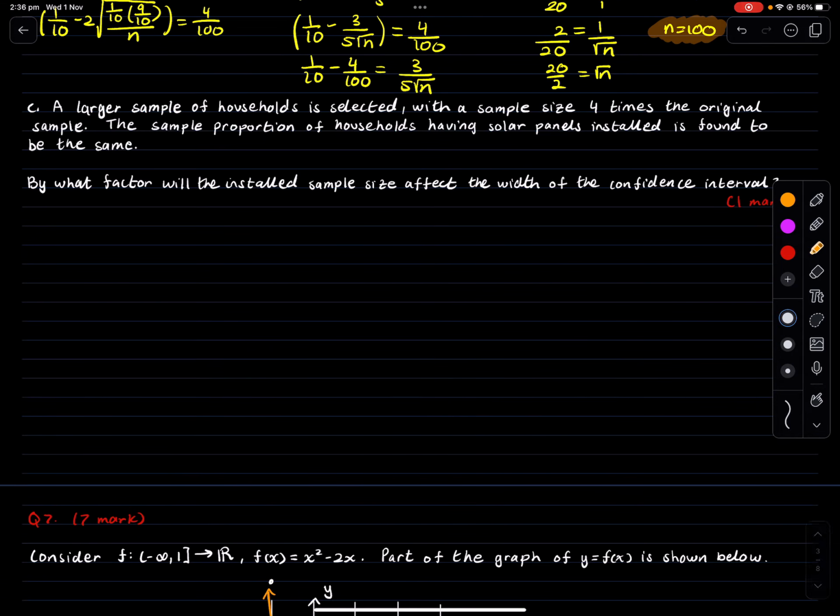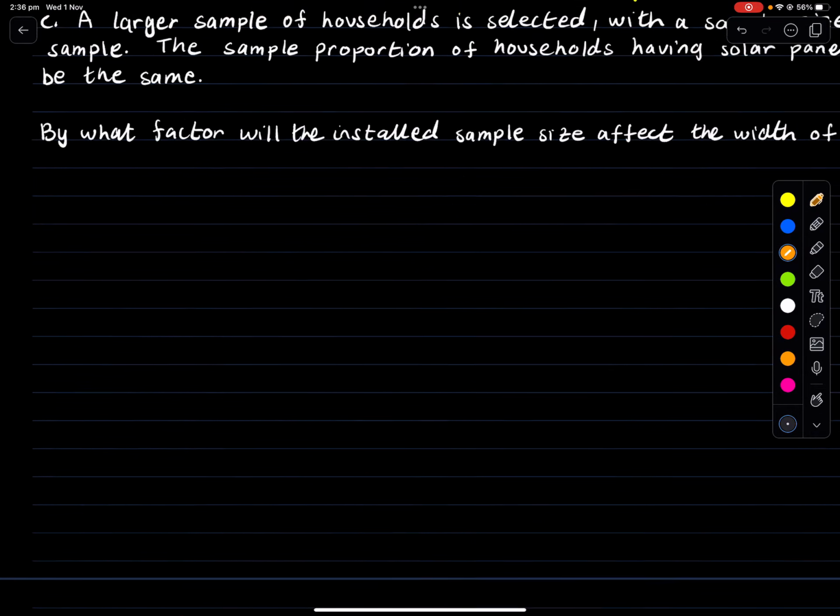Question C. A larger sample of households is selected with a sample size of 4 times the original sample. The sample proportion of the households having solar panels installed is found to be the same, so your p hat is the same. By what factor will the increased sample size affect the width of the confidence interval? Okay, we just want the factor.